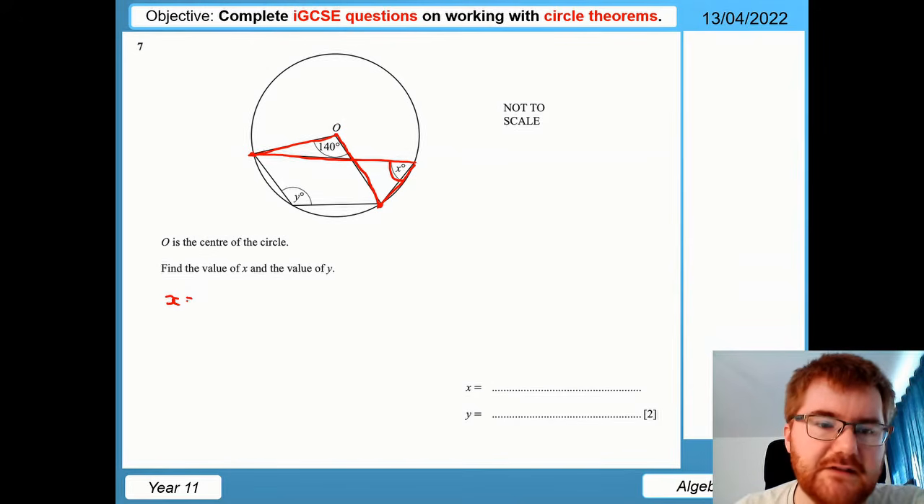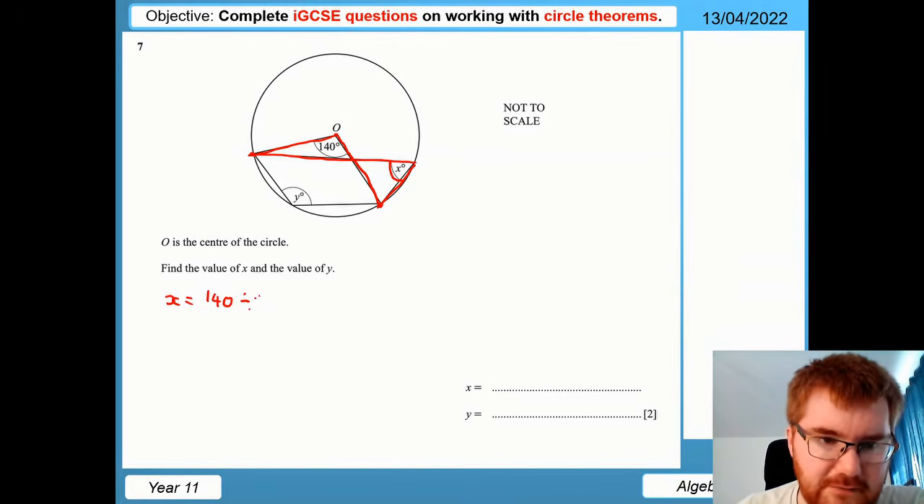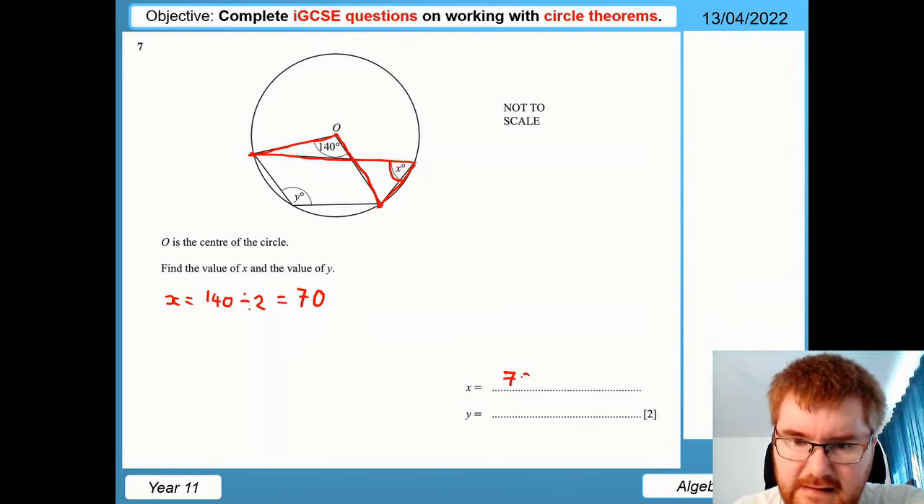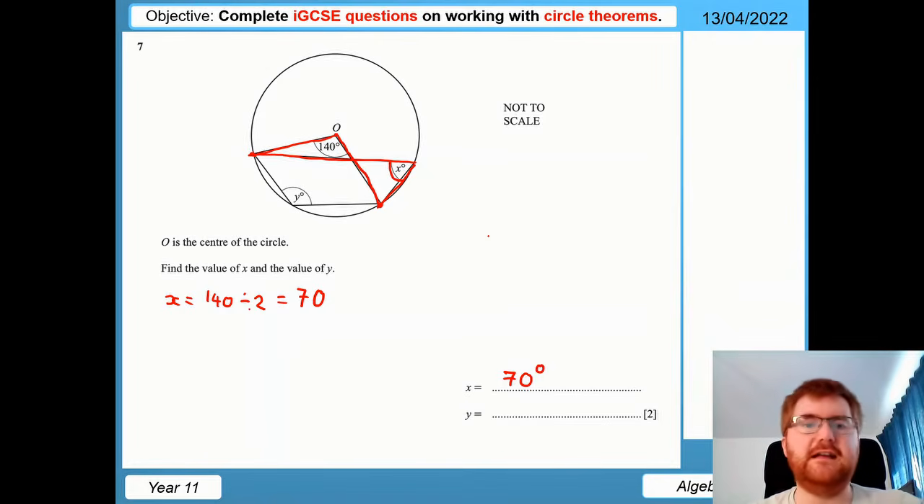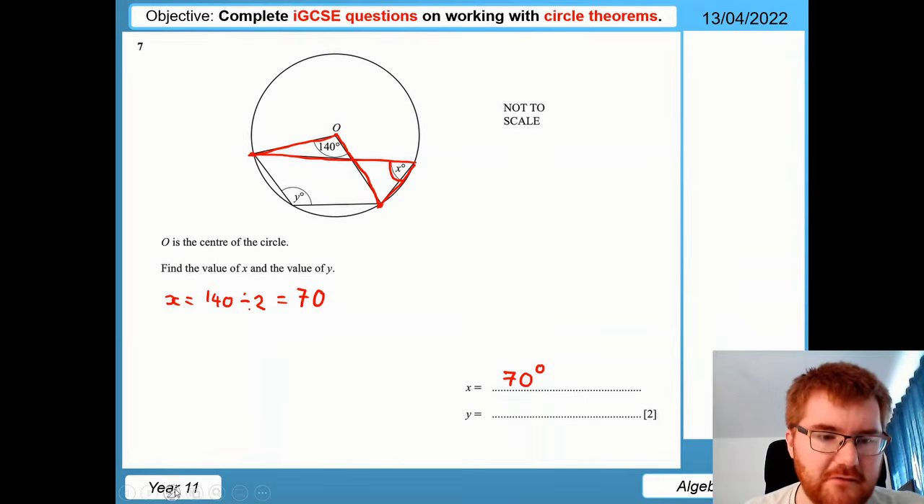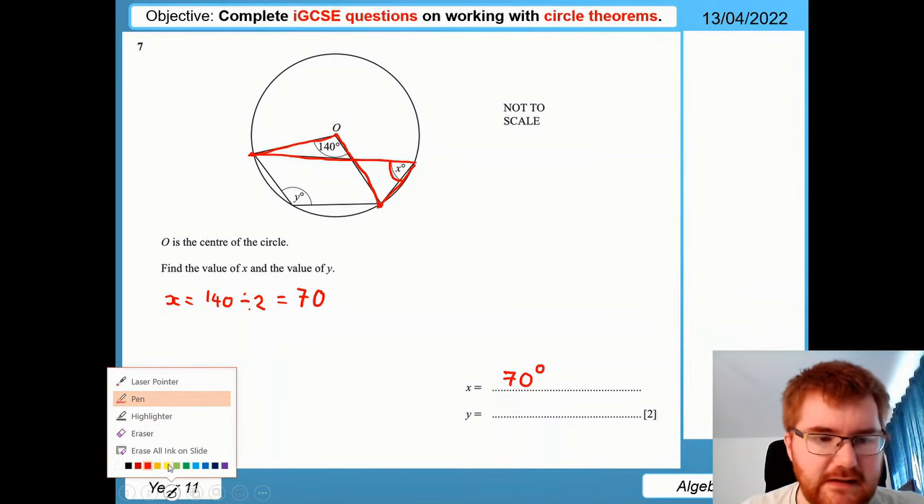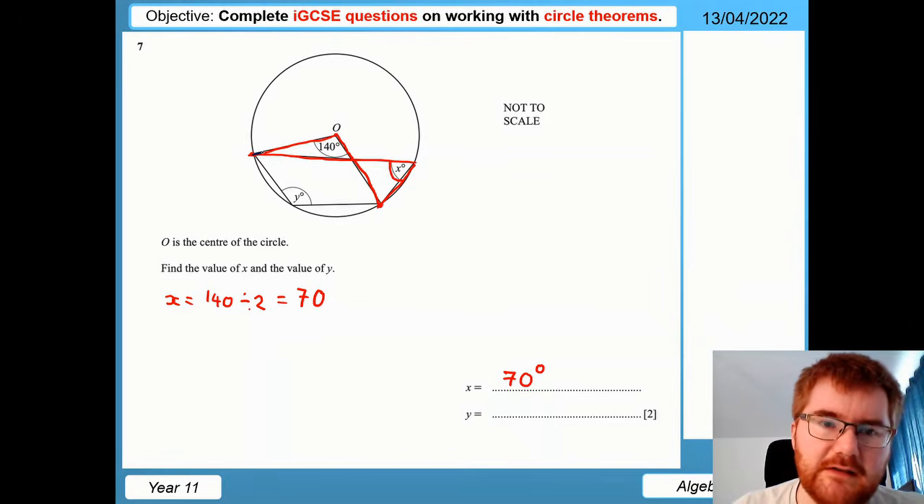So to work out x, we just need to do 140 divided by 2, and that's equal to 70. And then don't fall for the trick here. Remember, at the moment, we don't have a cyclic quad. It seems that the Cambridge course does like to try and test this knowledge. So this is one of the benefits of watching a video like this with lots of different Cambridge questions. You can see what kind of thing they're looking for.